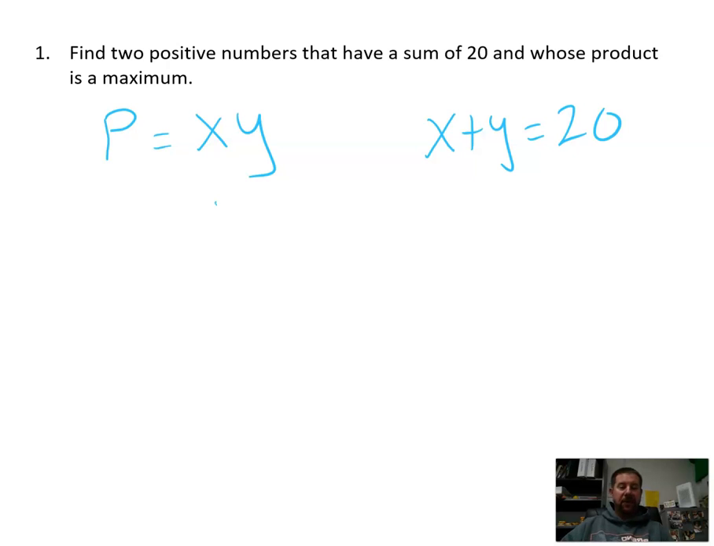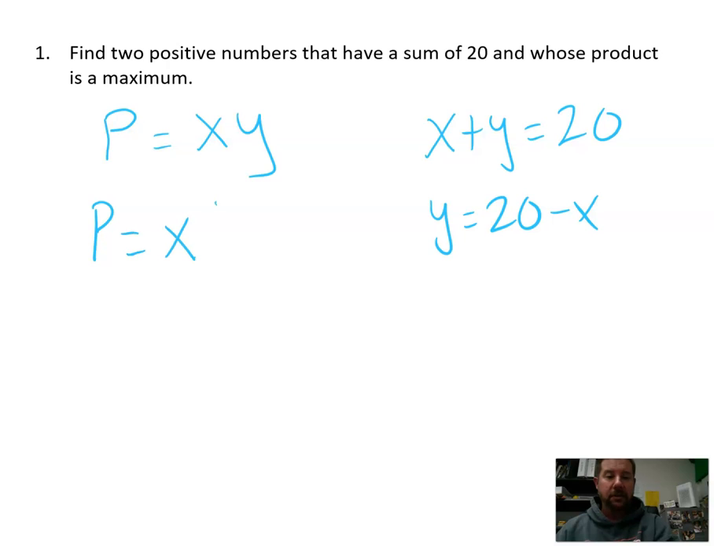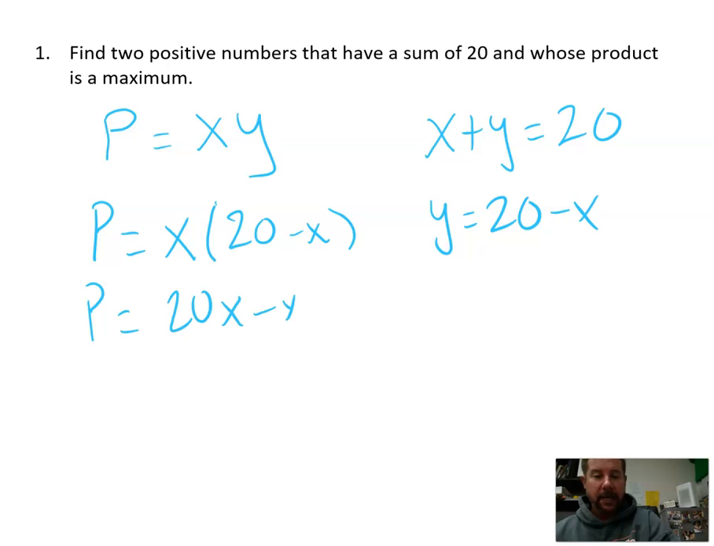Once you have your objective function and your constraint written down, what you need to do is write your objective function in terms of one variable. In this case, I'm going to solve for y. So y equals 20 minus x. You could solve for x too. It doesn't matter. Now I'm going to plug into my objective function. Instead of y, I'm going to put 20 minus x. And now I've got the product is 20x minus x squared.